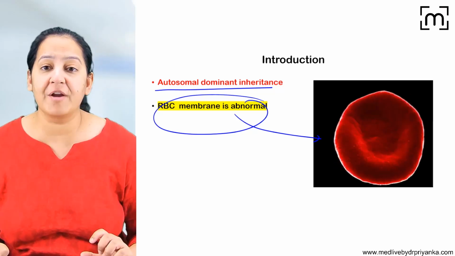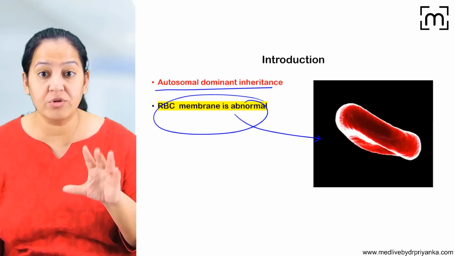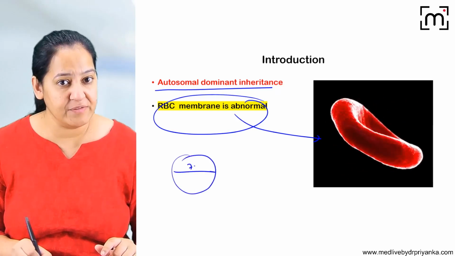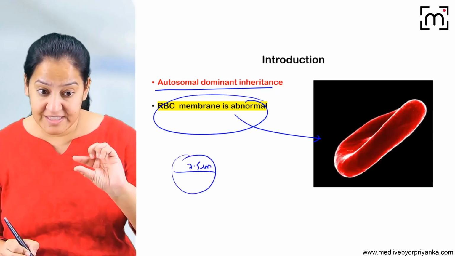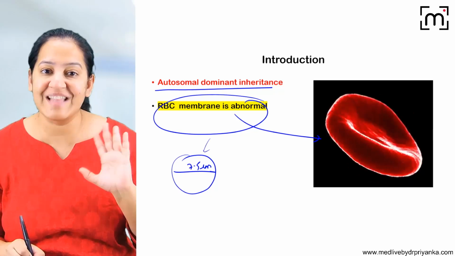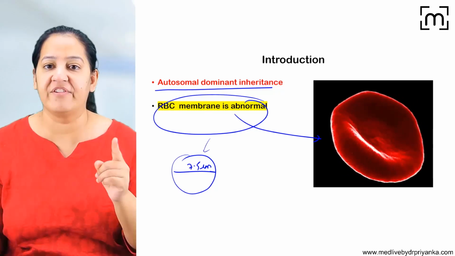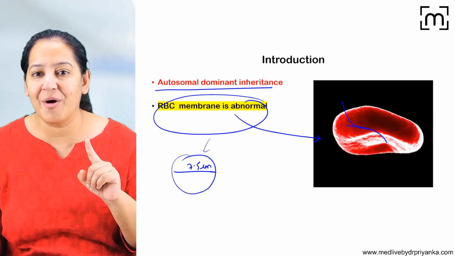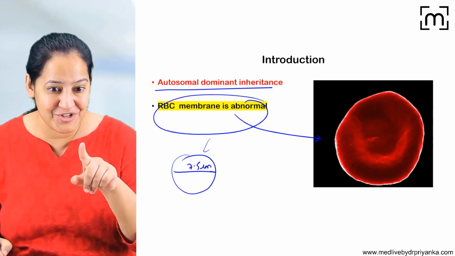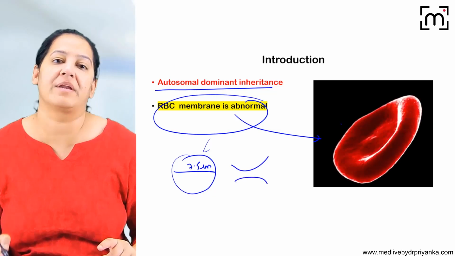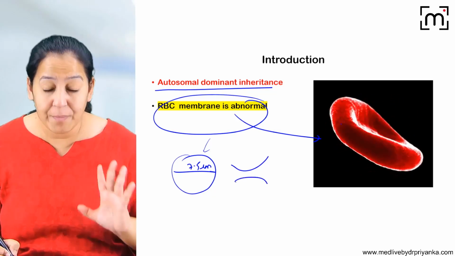What is the normal shape of the RBC? From the top view, the RBC is circular in shape, having a diameter of 7.5 micrometer, like a coin. But if you see the side view, a coin is uniform everywhere, whereas you can appreciate the RBC is not uniform. In this three-dimensional image, you can see that from the side view, the RBC is biconcave in shape. So that is the normal shape of the RBC.